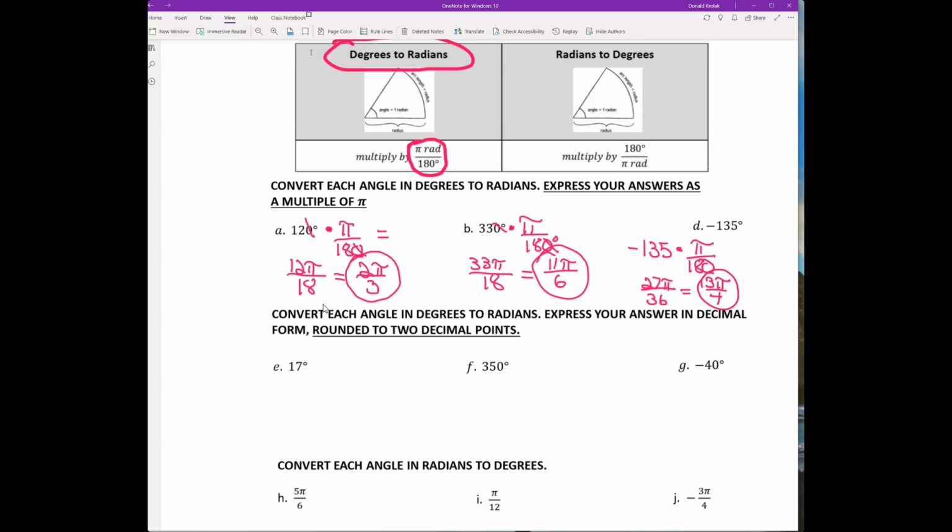Now if you notice, all of these answers had pi in them, because the instructions said write these as a multiple of pi. So pi is going to be part of your answer. Okay, now we're going to do the same thing, but instead of using pi, we're going to use 3.14, or we're going to use the pi key on our calculator.